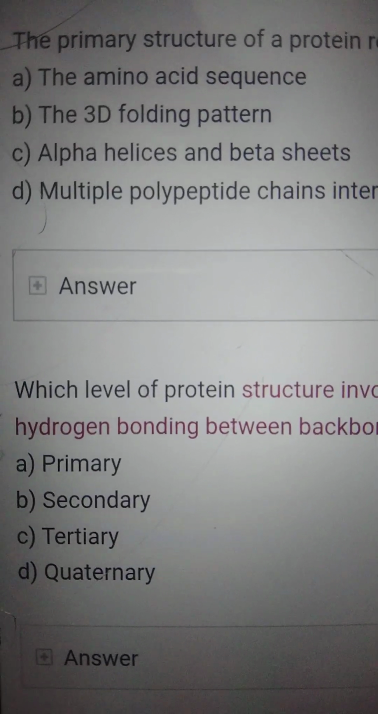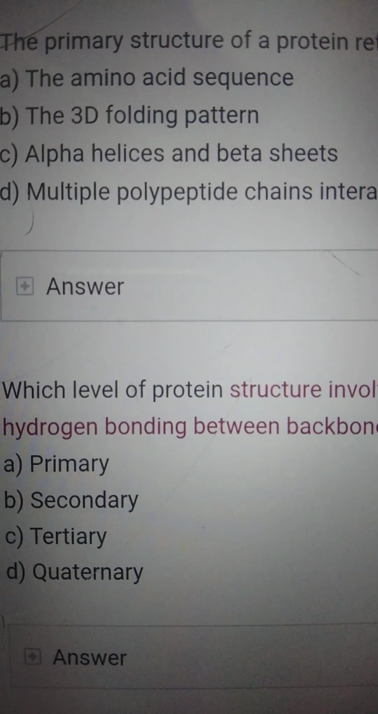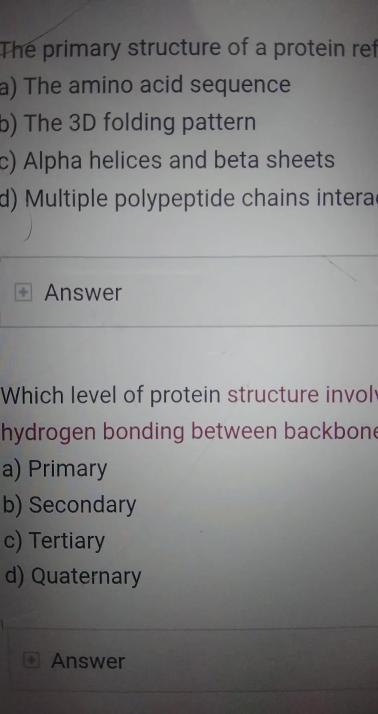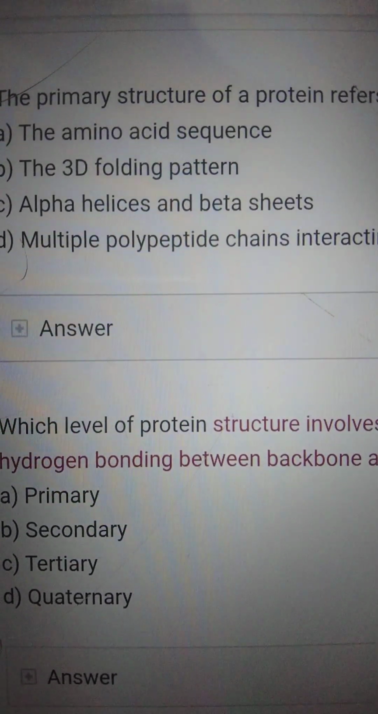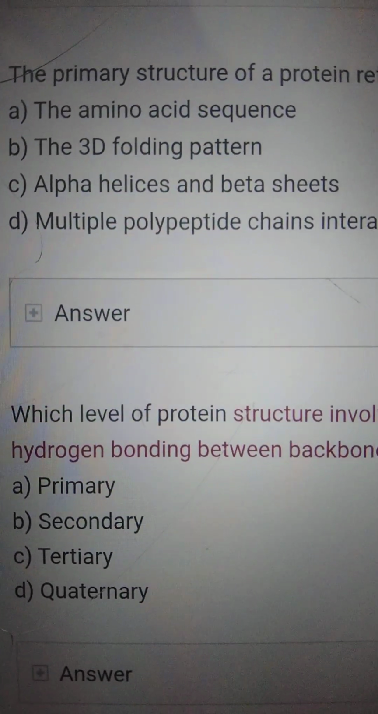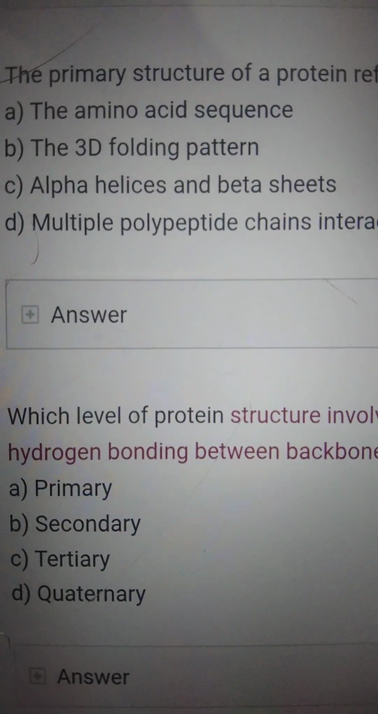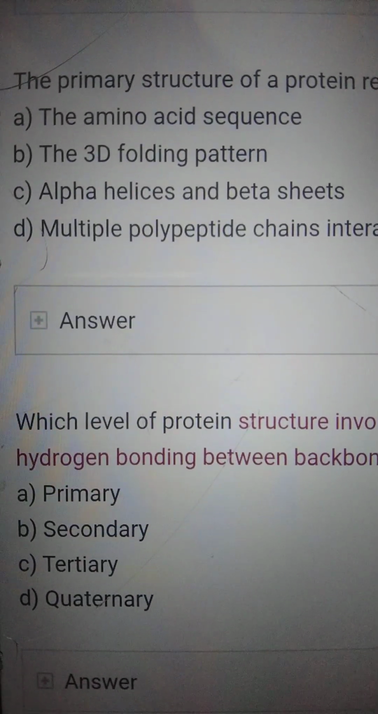Second one, which level of protein structure involves hydrogen bonding between backbone atoms? Options: primary, secondary, tertiary, or quaternary. Option B, secondary.